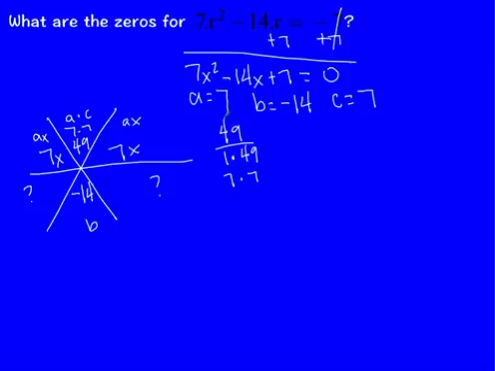Because I need it to be a positive 49, but I need it to add to give me a negative 14, I'm going to need both of my terms to be negative, because the only way I can multiply to get a positive is either 2 positives or 2 negatives. But the only way I can ever add to get a negative, I would have to have some negatives. I can't ever add 2 positives and get a negative. So the only one that will add to give me negative 14 would be negative 7 and negative 7. So I'll put negative 7 here and negative 7 here.